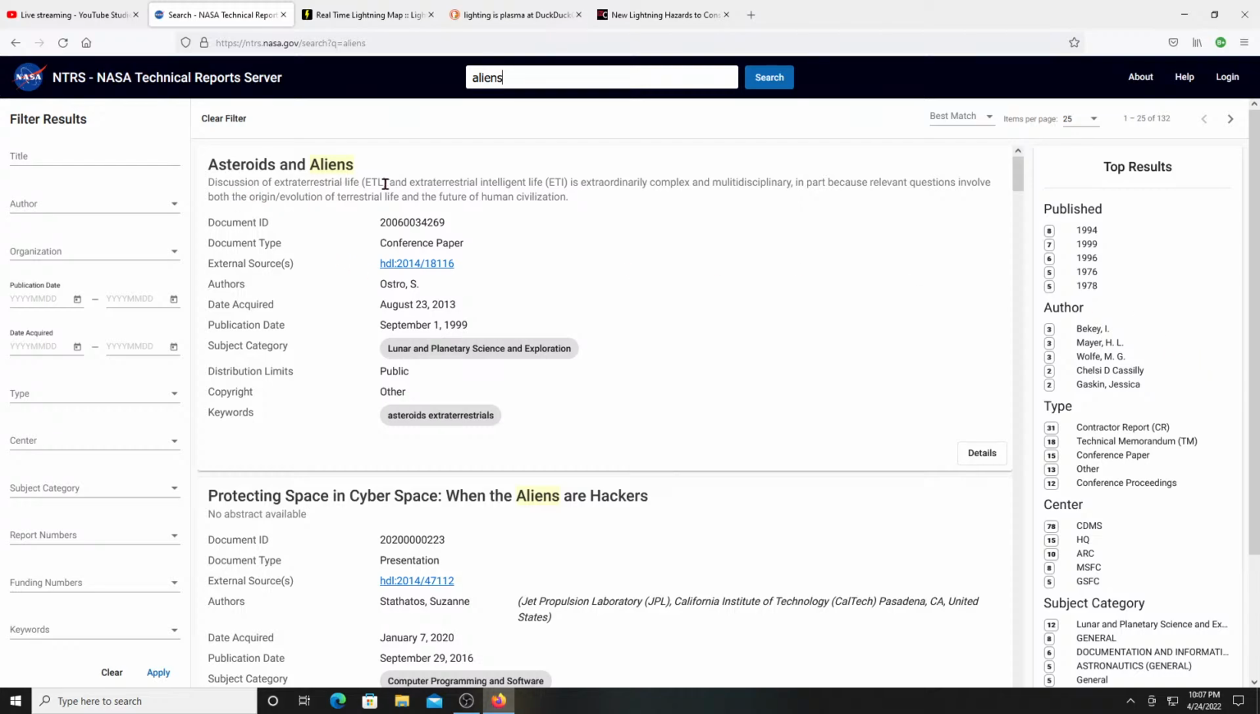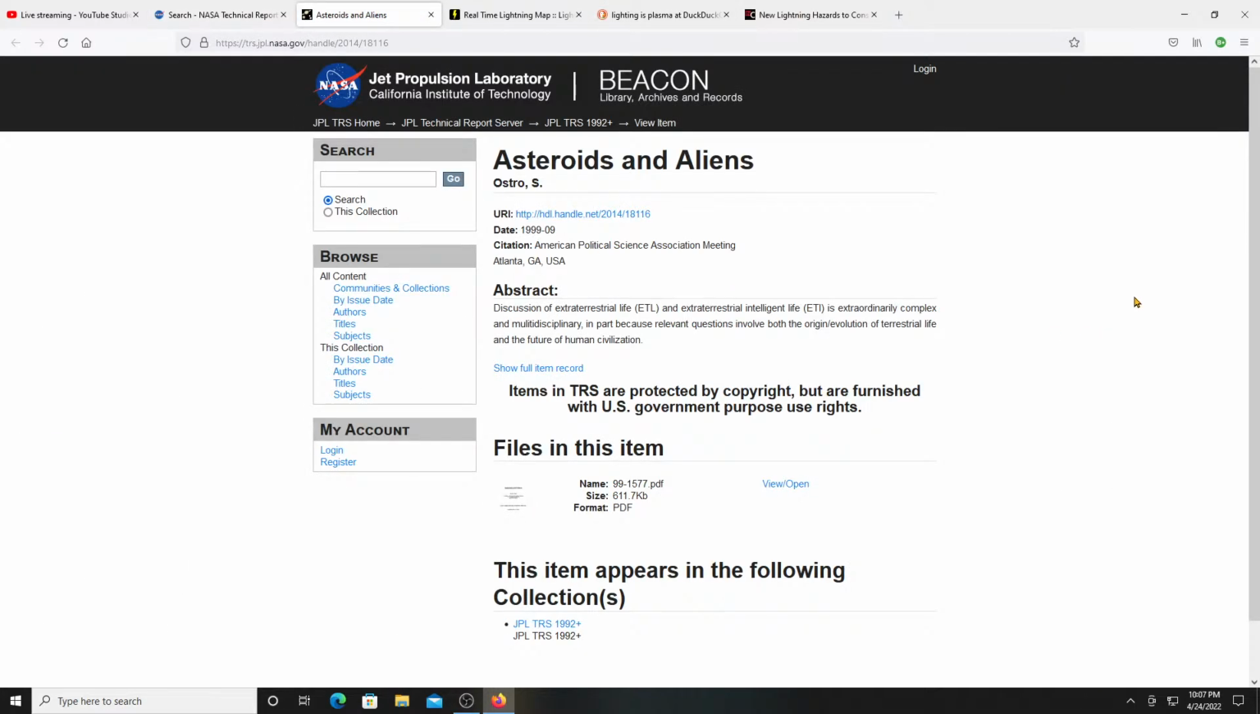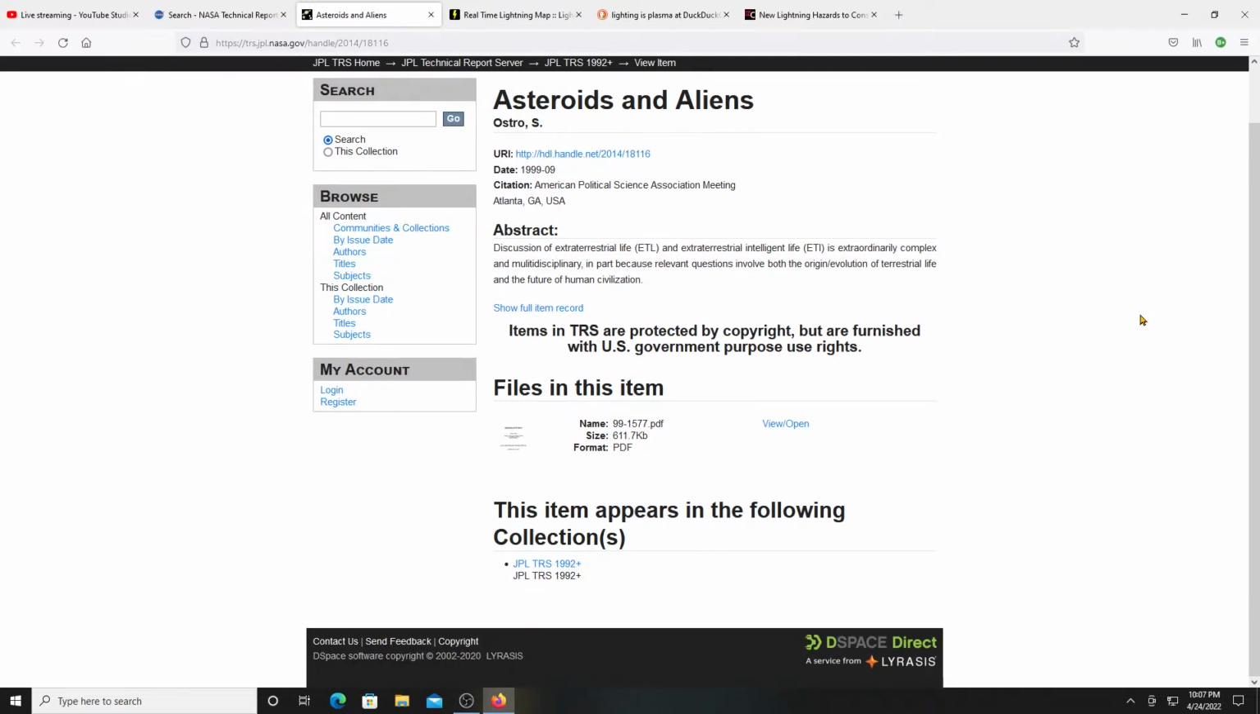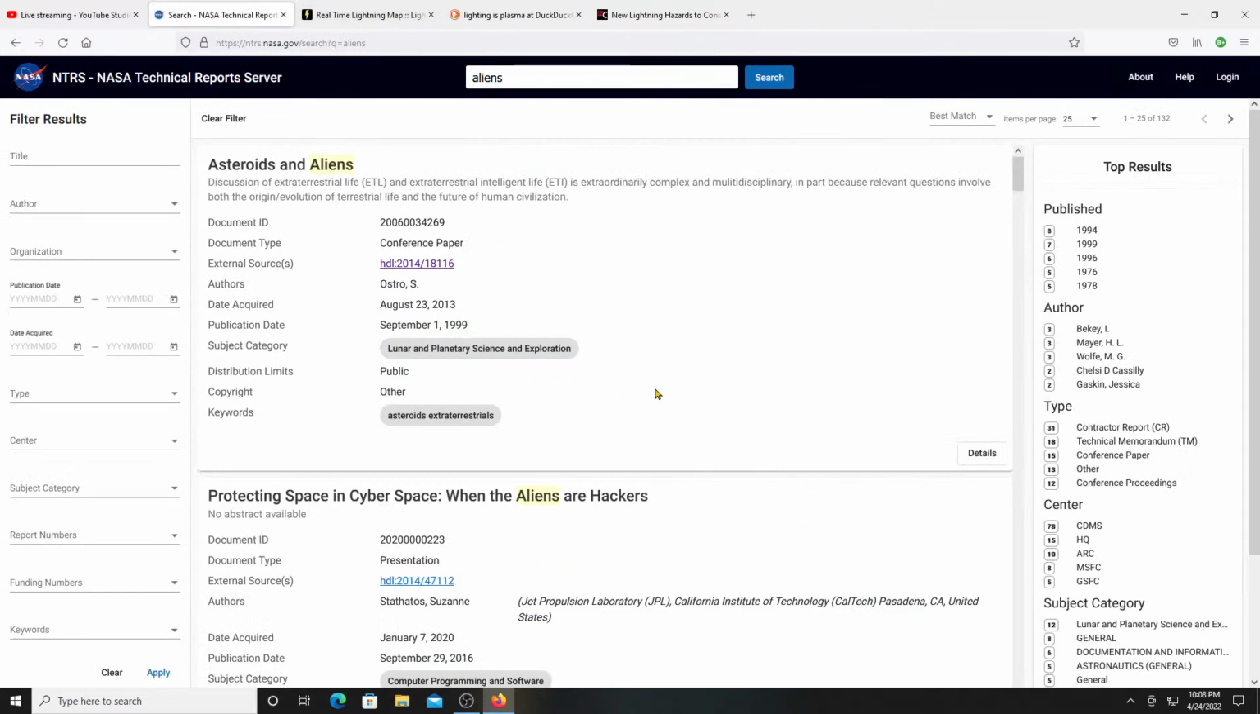Discussion of extraterrestrial life, ETL, and extraterrestrial intelligent life is extraordinarily complex and multidisciplinary, in part because relevant questions involve both the origin and evolution of terrestrial life and the future of human civilization. You want to see that? This is 2014. It's a PDF, you all.